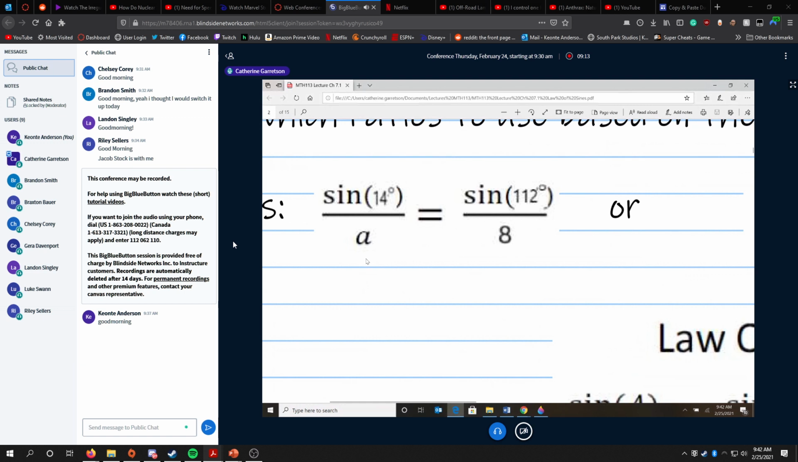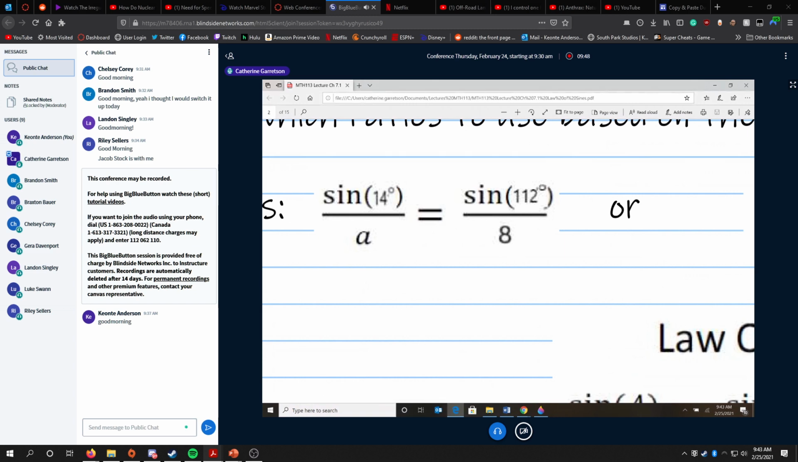The way that we're going to go about solving is this is a proportion. And in a proportion, you solve it by multiplying the cross products. So I would say A times the sine of 112 is equal to 8 times the sine of 14. And then I would isolate my A. And these are not standard angles, so I'll be putting them in my calculator. And I make sure my calculator is in degree mode.